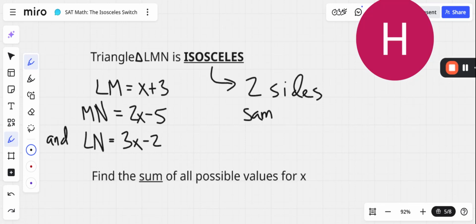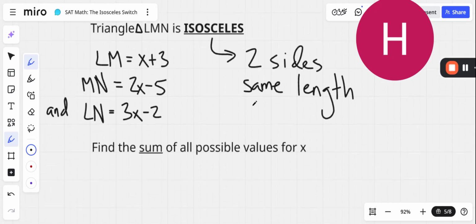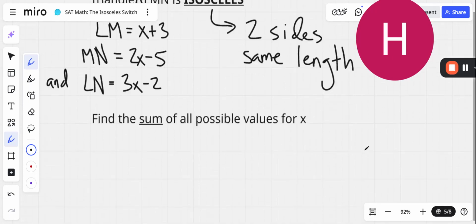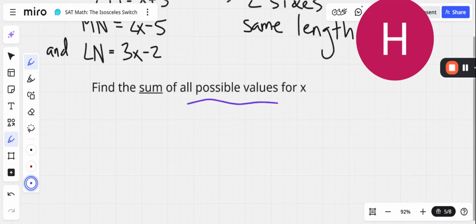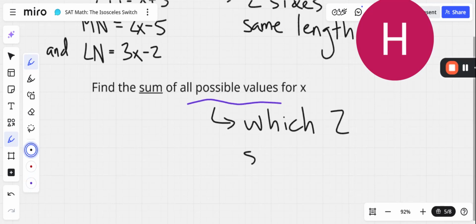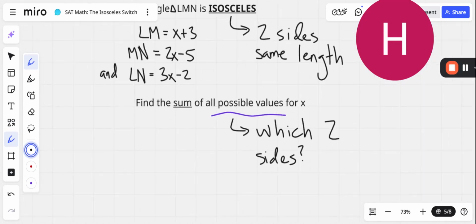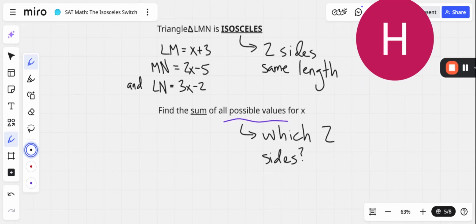Now, the challenge of this problem, and you'll notice it by the way that I asked the question, I want you to find the sum of all possible values for x. How can we have multiple values for x? Well, the thing is, guys, I didn't tell you which two sides are congruent. So guess what? We have to consider all possible pairs of congruent side lengths here, right?